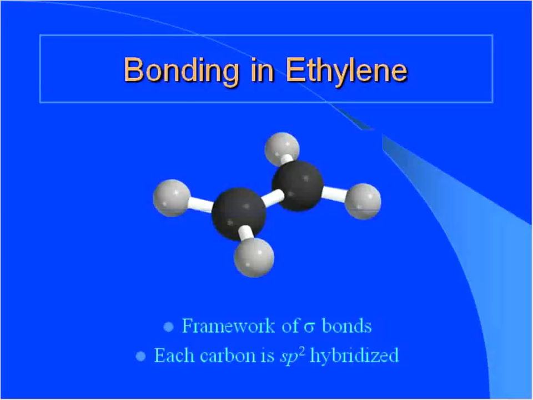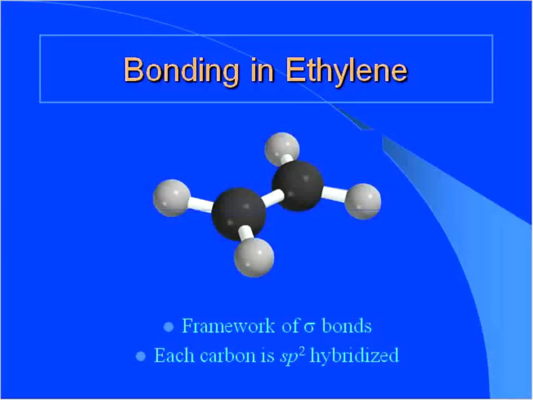This is not a great type of overlap. It's a weak bond. That makes alkenes very interesting because weak bond means reactive.